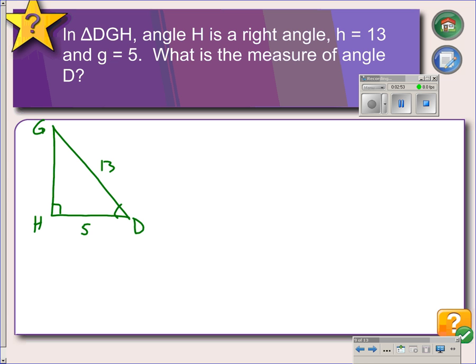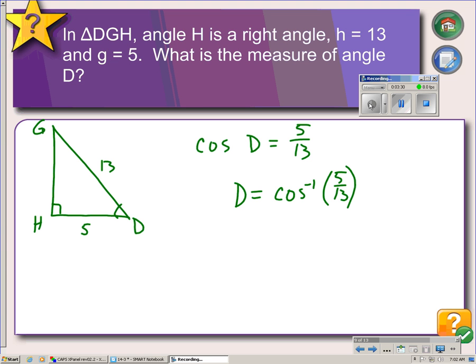Since we're looking for angle D, and we have one leg and the hypotenuse, and the leg we have happens to be the adjacent leg, we should do a cosine. So the cosine of D would be equal to 5 over 13. And then we can solve this by doing an inverse cosine. So we would end up with D equals the inverse cosine of 5/13.